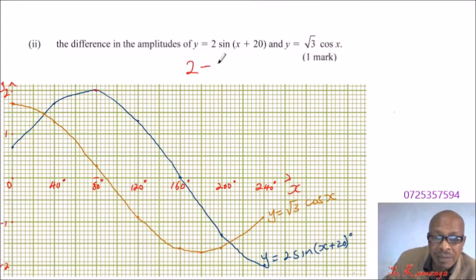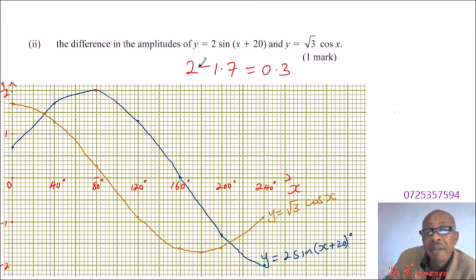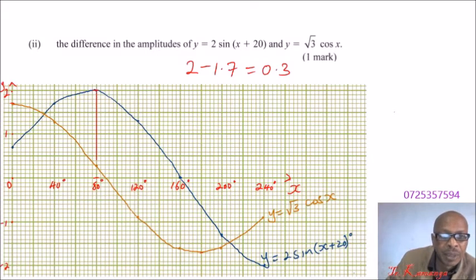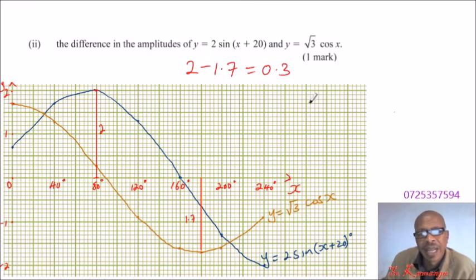It is 1.7, so you get 0.3. So the difference in amplitude is 0.3. This is the amplitude from the x-axis, the maximum, and the other one is this one. This is the maximum height. So this is 2 and this is 1.7, and therefore the difference is 0.3, and there you get 1 mark.